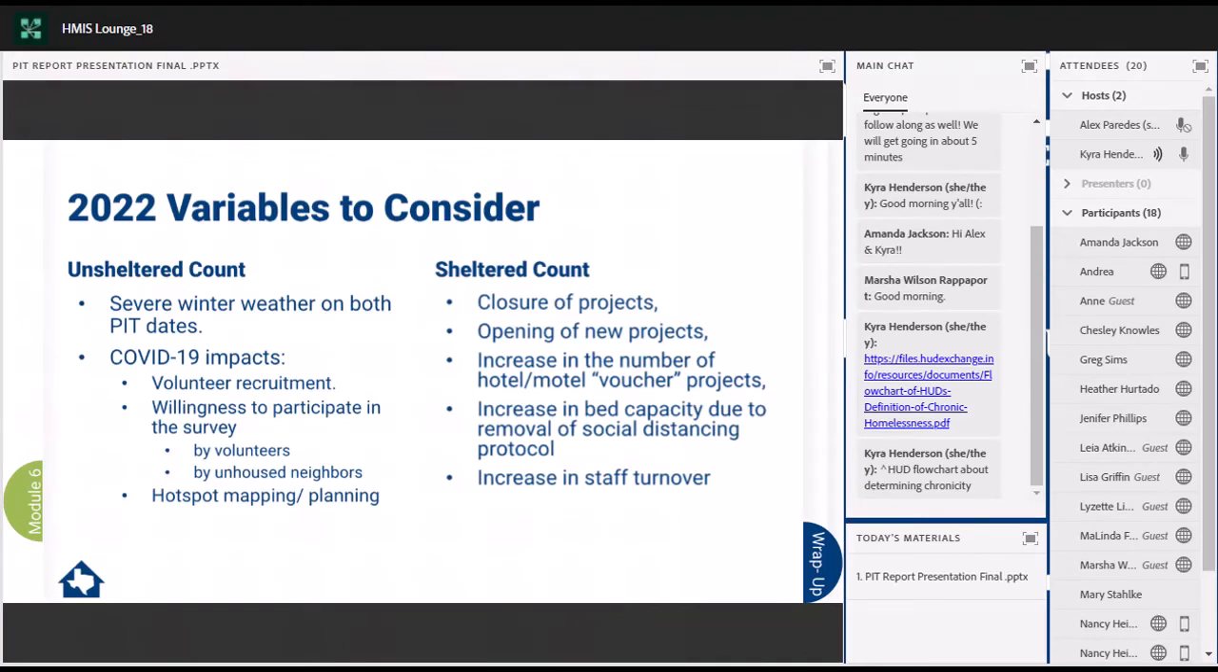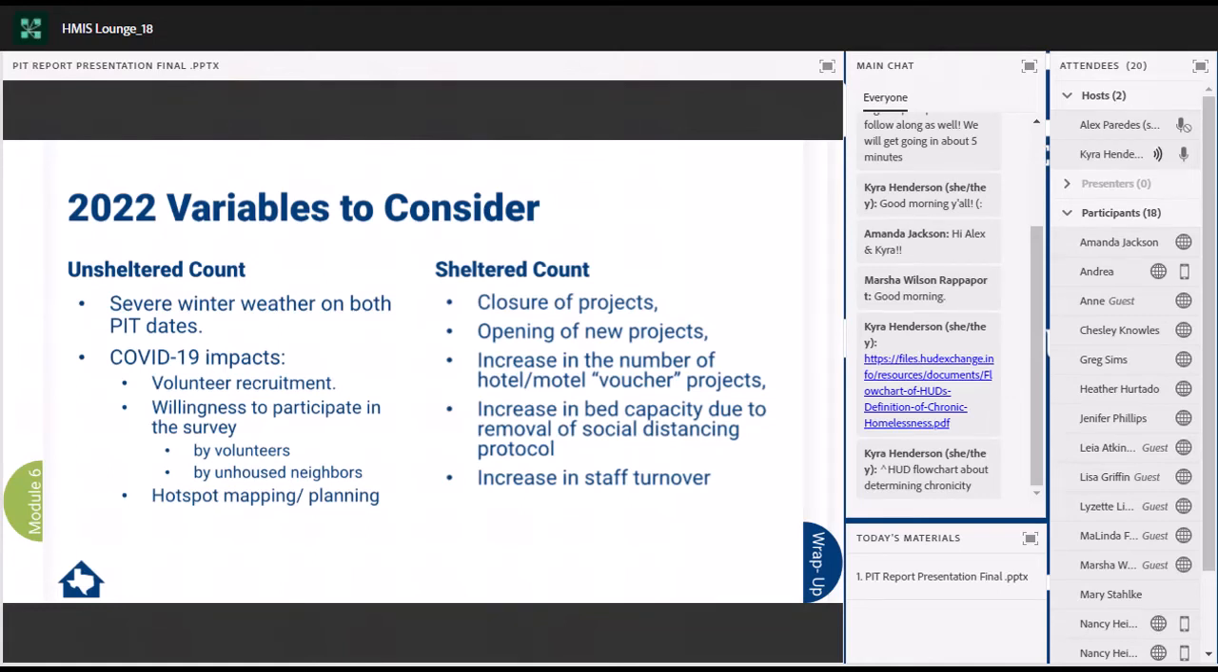On the screen are some of the variables broken down by sheltered and unsheltered count based off of the information that was reported to me throughout the season. However, some of these factors may have affected both of your counts. For example, the severe winter weather on both PIT dates might not only have affected your unsheltered count, because volunteers may have been unable to go out and survey, or because our unhoused neighbors may have been forced to relocate and you didn't plan to cover those areas, but also that severe winter weather could have affected shelter staff's ability to conduct surveys because of the influx of clients due to inclement weather.